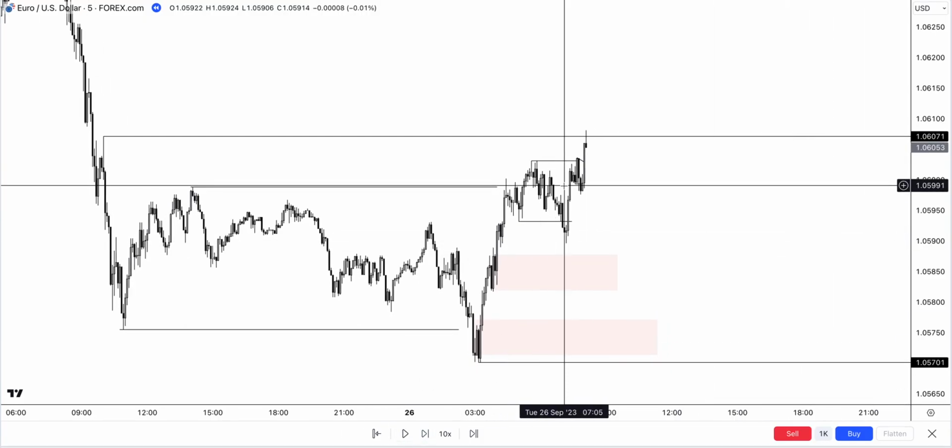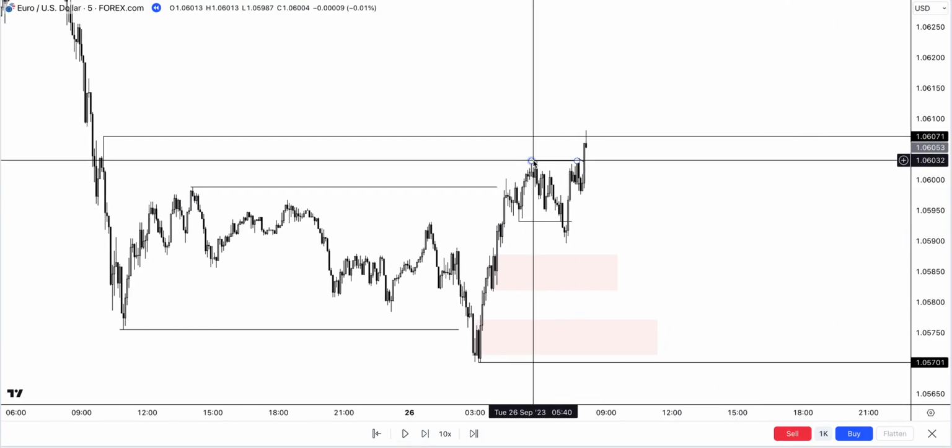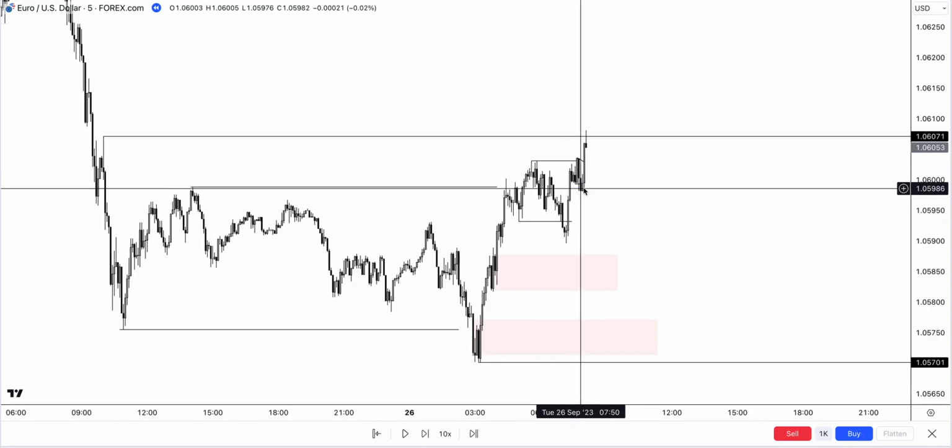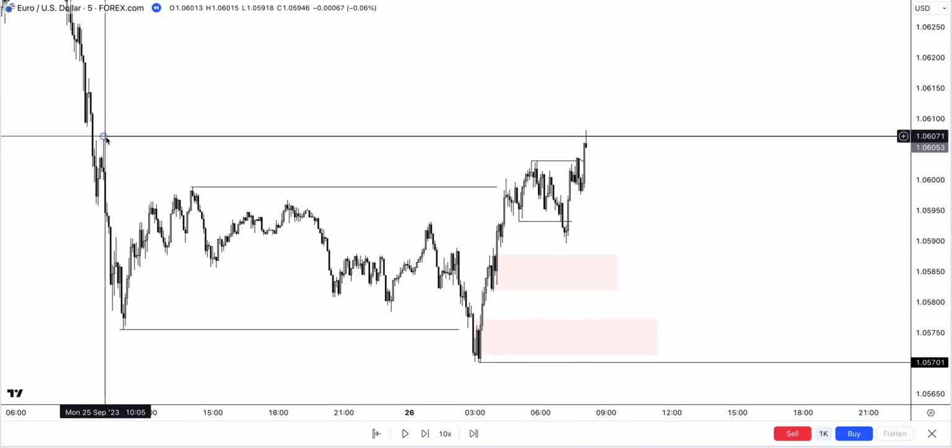Now, how can we get involved in this entry? Well, now we've taken out the early sellers here. The 1 minute has even given us a buildup here, and we've also taken out 106.07.